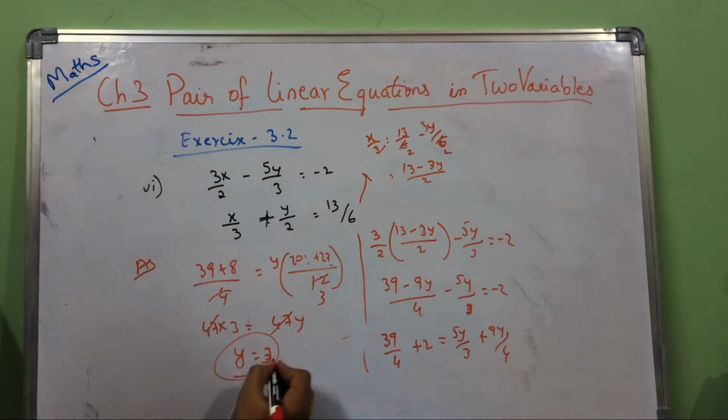This is correct. So in most cases it's not necessary that the number has to be a whole number, but as per the 10th standard, it will definitely be a little bit easier compared to fractional numbers. So y value is 3.